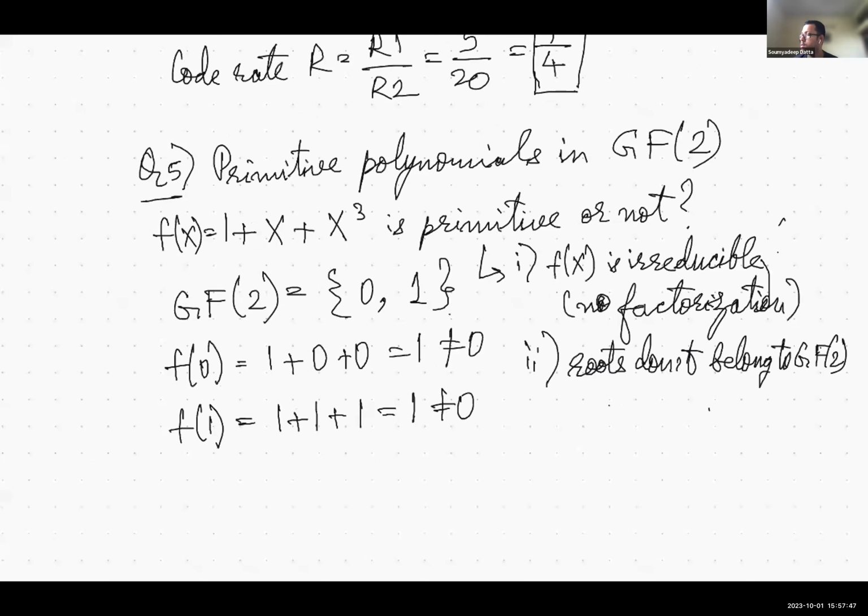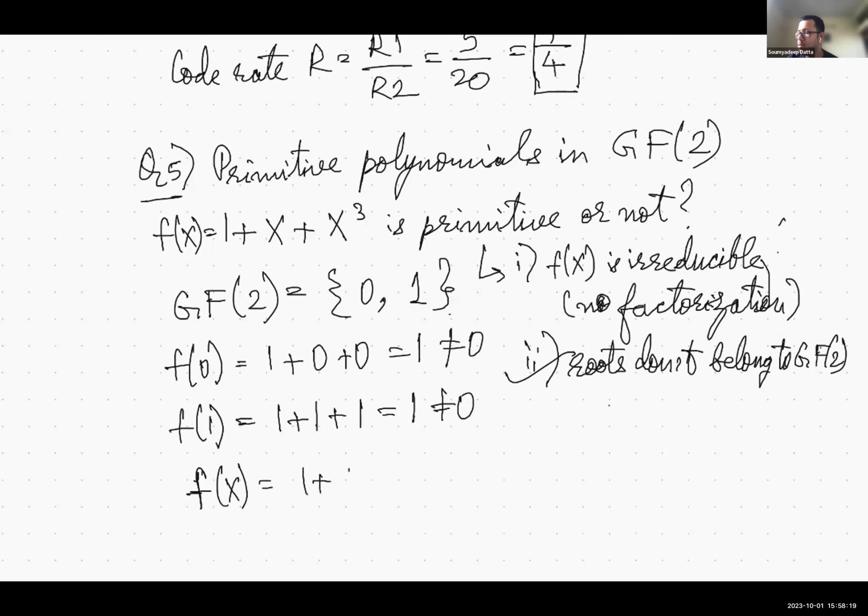So this condition is satisfied. Roots don't belong to Galois field 2. Now, the question is, is this reducible? Can you factorize this thing? Let us try. So f of x is 1 plus x cube.